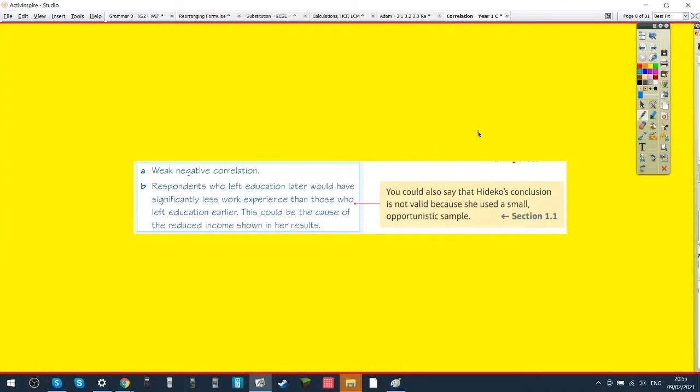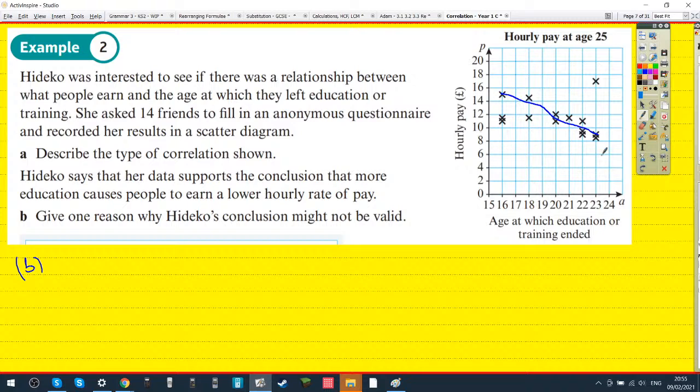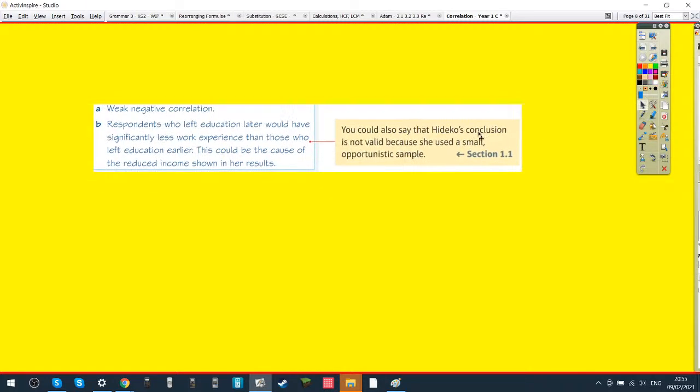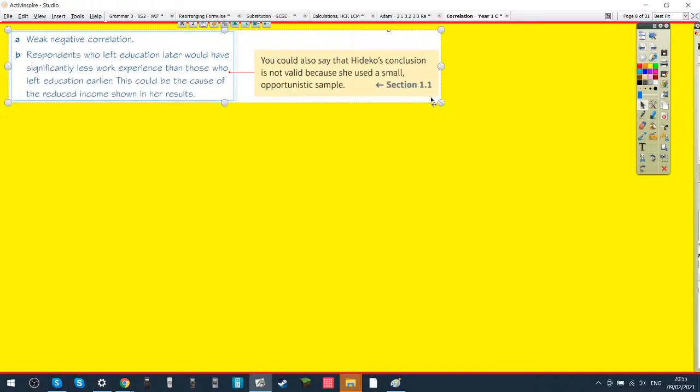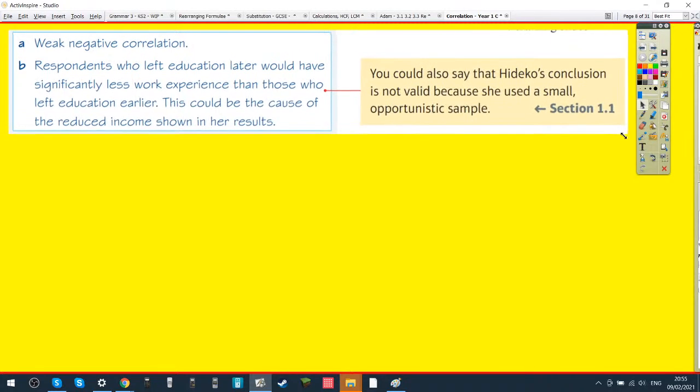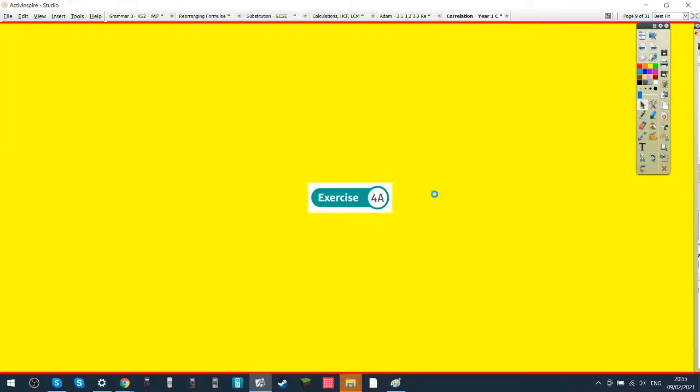It's like they're doing a thing called extrapolating, so it's outside the data. Let's see. Respondents who left education later would have significantly less work experience than those who left earlier. This could be the cause of their reduced income shown in her results. And they used a small sample. Okay, that was weak negative correlation.